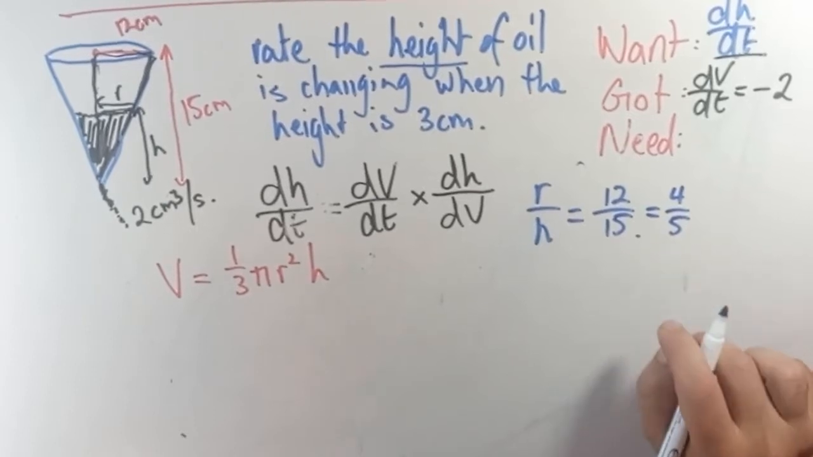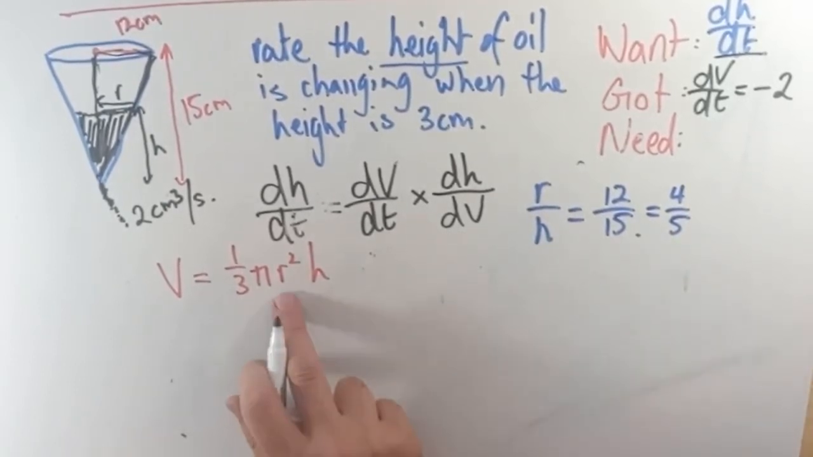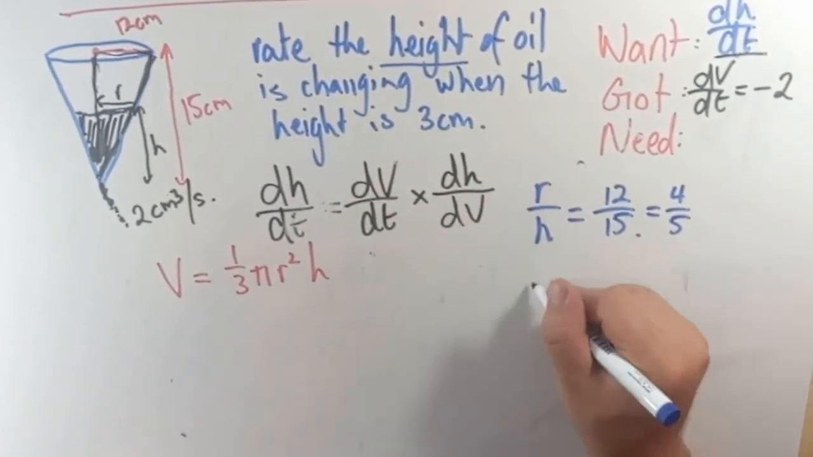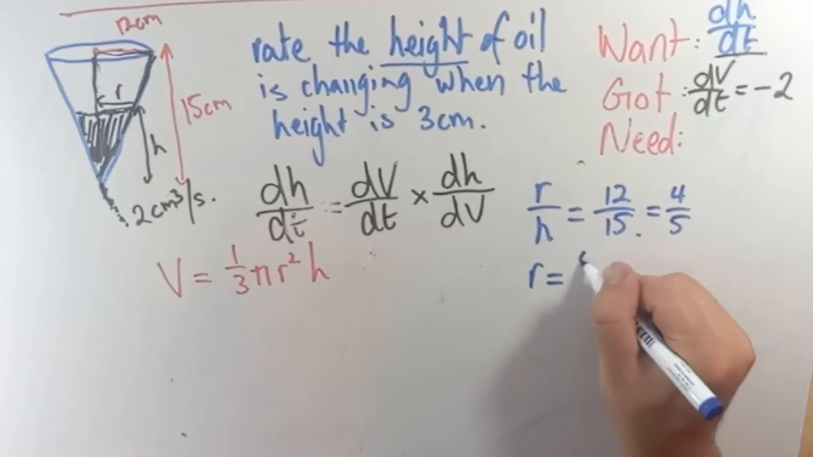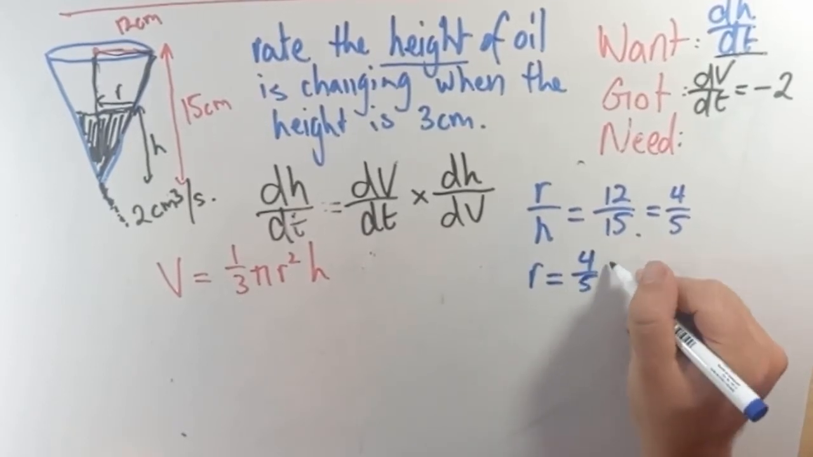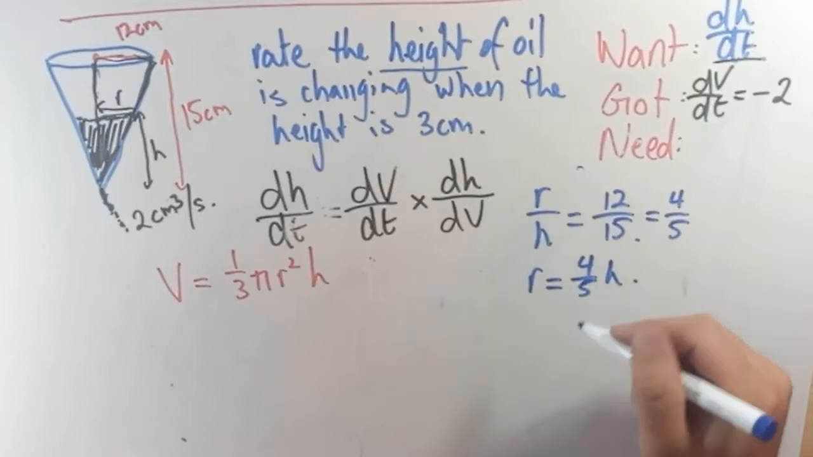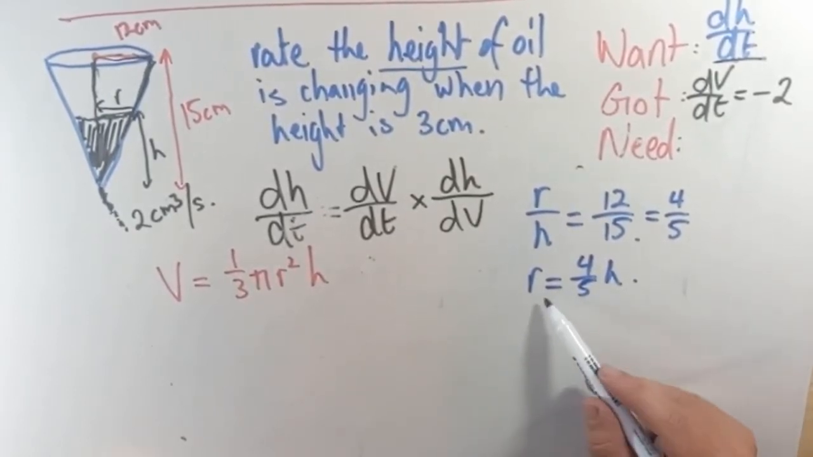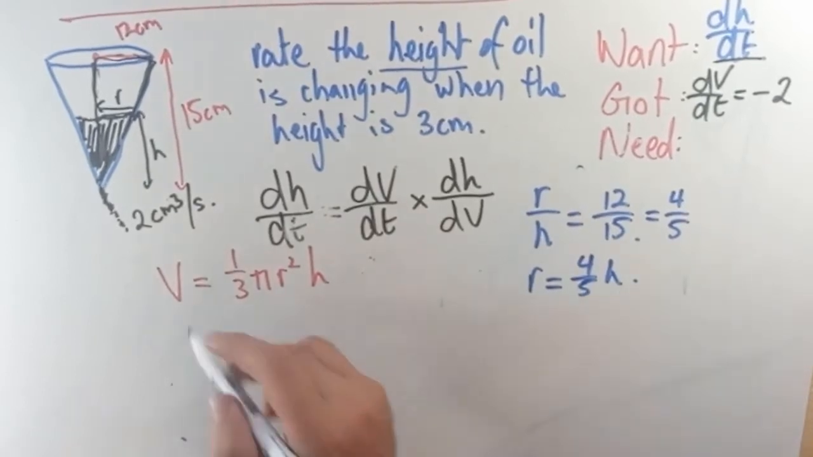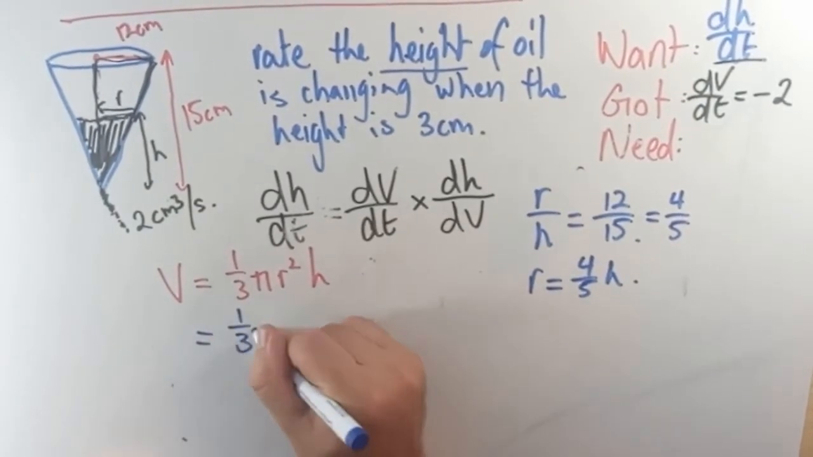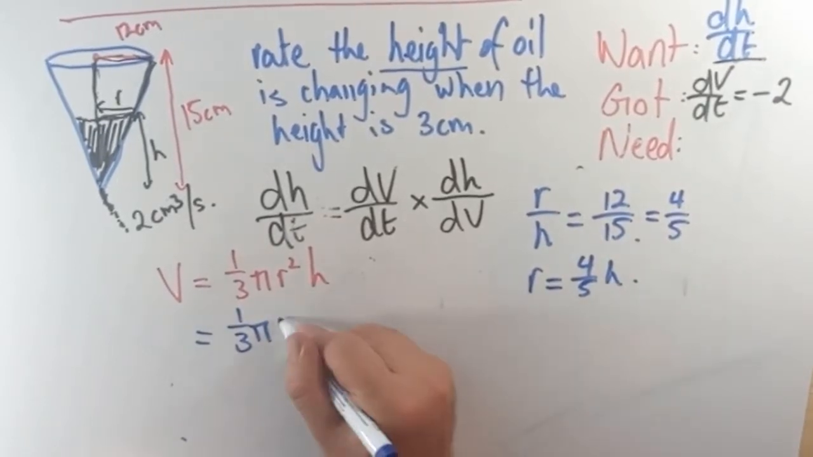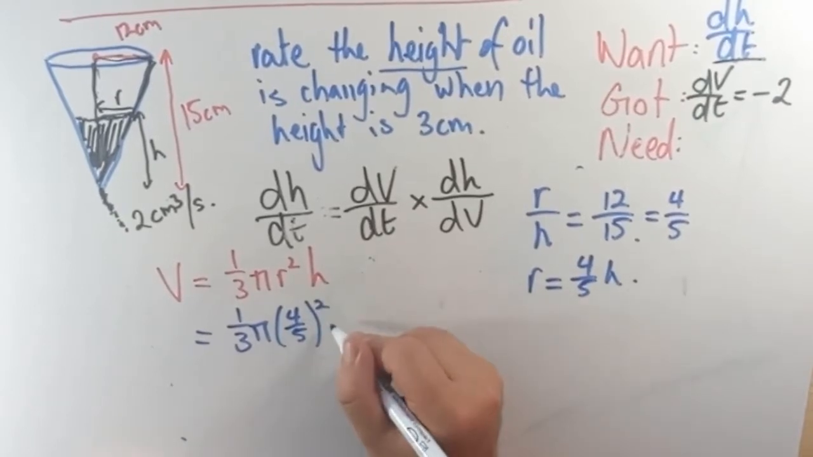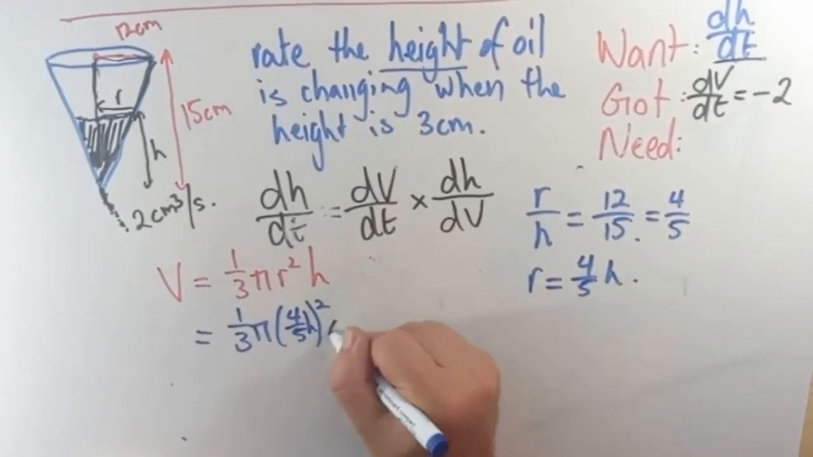Now we want to eliminate the r and only have h's. So we need r as the subject here. r is 4/5 of h. If I did h on r, it's really not that big a deal to get this right. Okay, r is 4/5 h. So let's substitute in for r: 4/5 h times h.